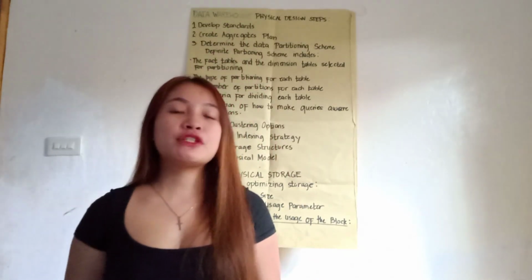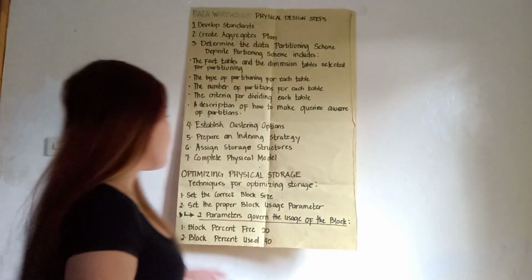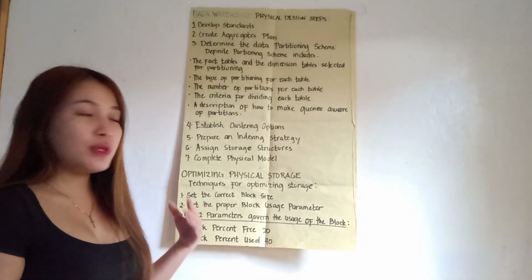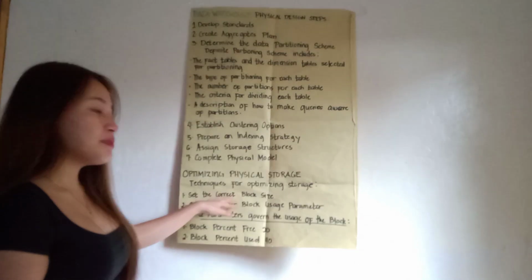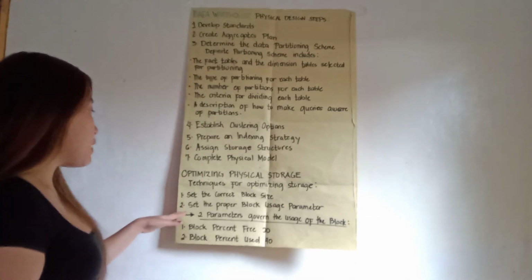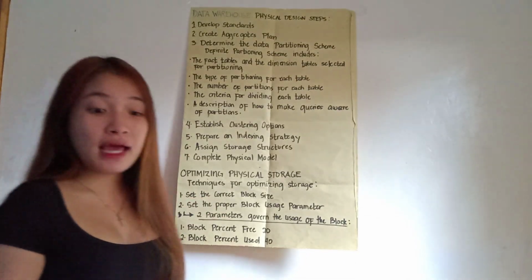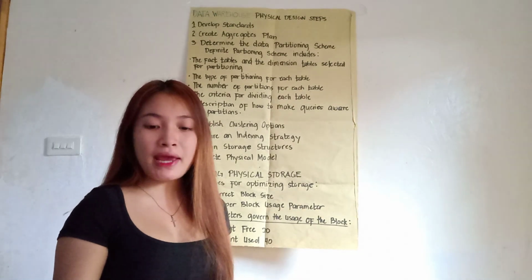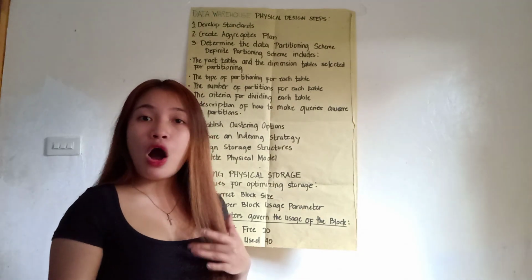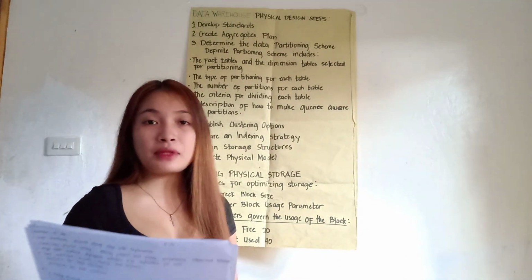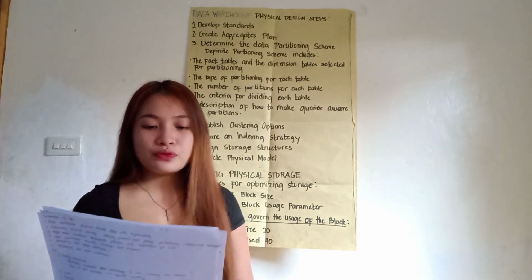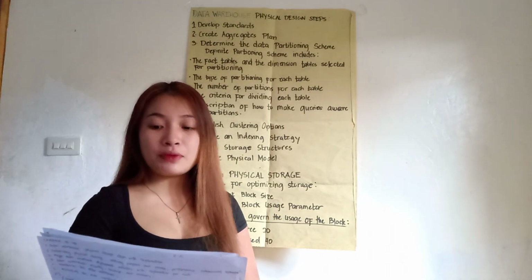So let us now proceed to the next topic, which is optimizing physical storage. In this subsection, we will examine some techniques for optimizing storage. The first one is set the correct block size. A data block in a file is the fundamental unit of input or output transfer from the database to memory where the data gets manipulated.